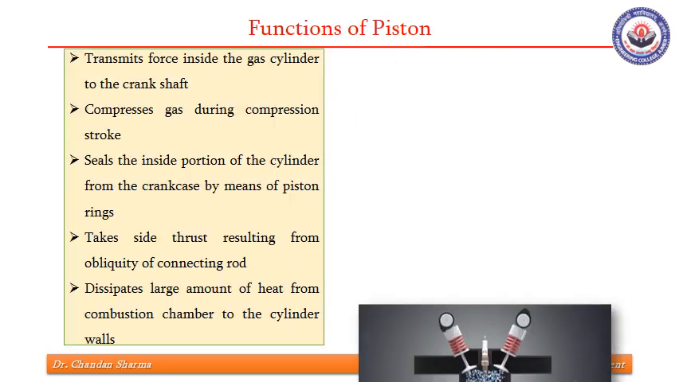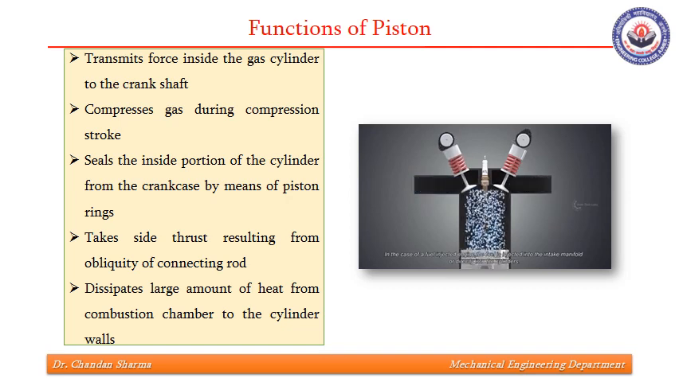Let us first discuss various functions of a piston. A piston transmits force inside the gas cylinder to the crankshaft. It compresses gas during combustion stroke. It seals the inside portion of the cylinder from the crankcase by means of piston rings. It also takes side thrust resulting from obliquity of connecting rod. We can see this over here. And it also helps in dissipating large amount of heat from the combustion chamber to the cylinder walls.